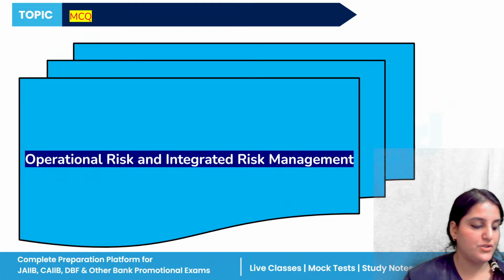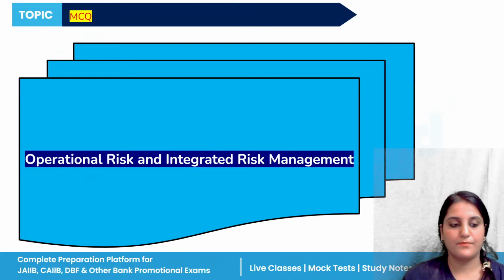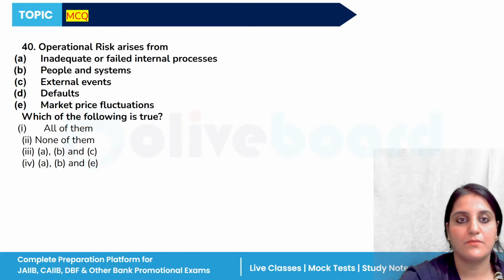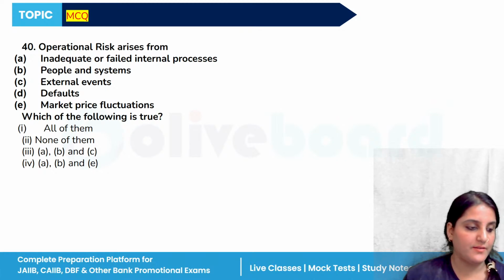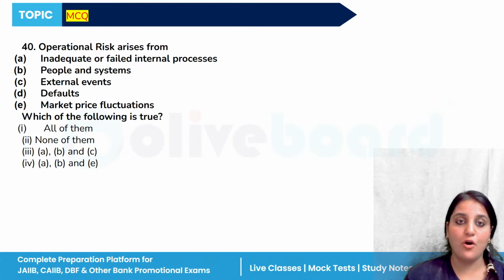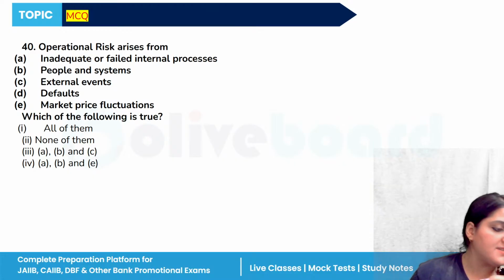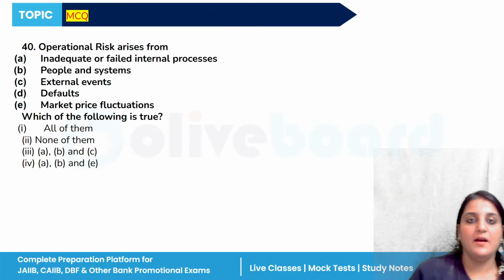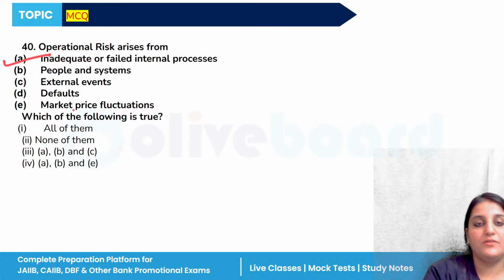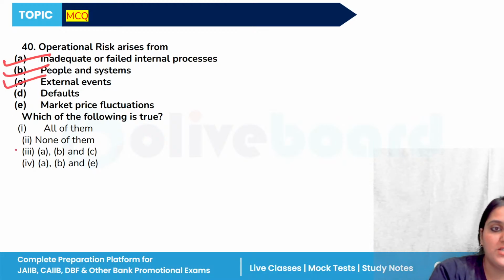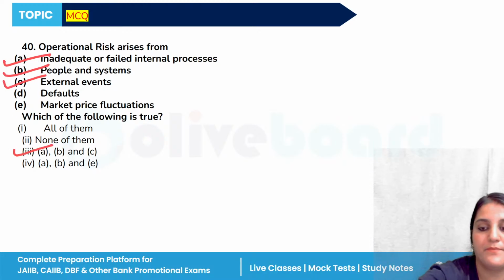Moving to the next question. Operational risk and integrated risk management. Operational risk arises from the failed internal process, due to people and systems, and due to external events. So first, A, B, C are correct here.